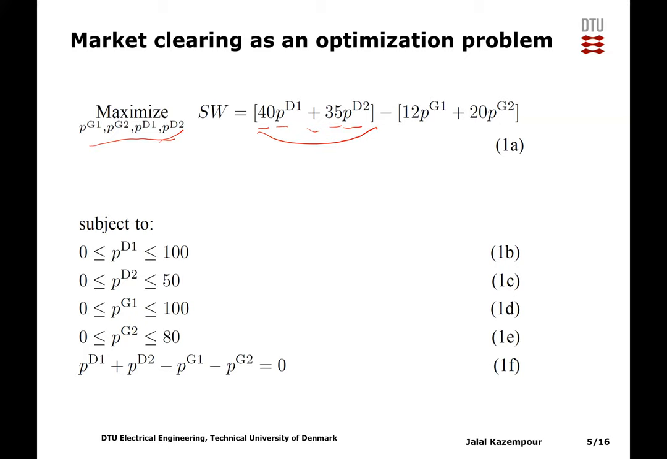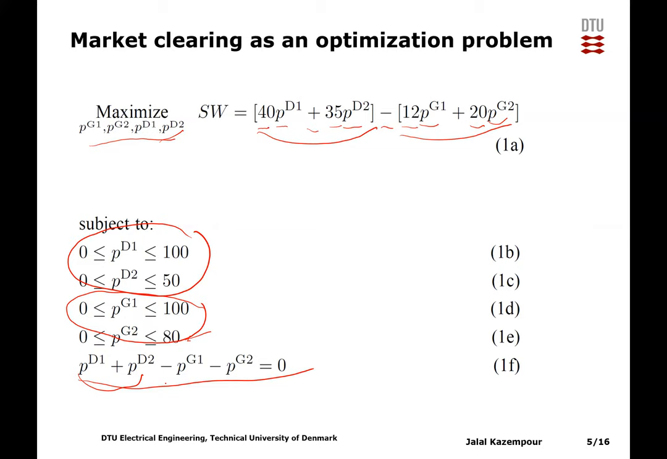So this is the demand, the value of power for the demands, minus the production cost, which is the offer price of generator 1 times its production level, and also the offer price of generator G2 times its production level. So this is our social welfare. Then we have five constraints. The demands D1 and D2, they are willing to consume D1 maximum up to 100 megawatt and D2 up to 50. G1 can produce between 0 and 100. 100 is its installed capacity, and G2 up to 80. Then the total demand should be equal to total generation. It's power balance constraint. Okay?